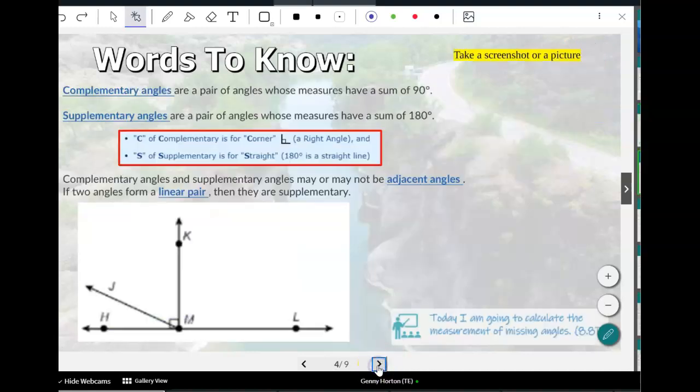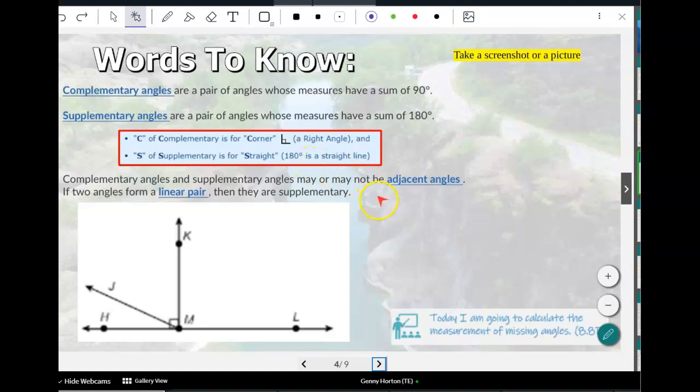All right, this part, you should recognize supplementary or complementary angles. This should all be a review. You can take a screenshot or jot it down in your math notebook. Complementary angles are a pair of angles whose measures have a sum of 90 degrees. All right, so here's an easy way to remember that. C is for corner, so it's a right angle. You have this corner. Then supplementary angles are a pair of angles whose measures have a sum of 180 degrees. S of supplementary is for straight. So it's a straight line, 180 degrees.